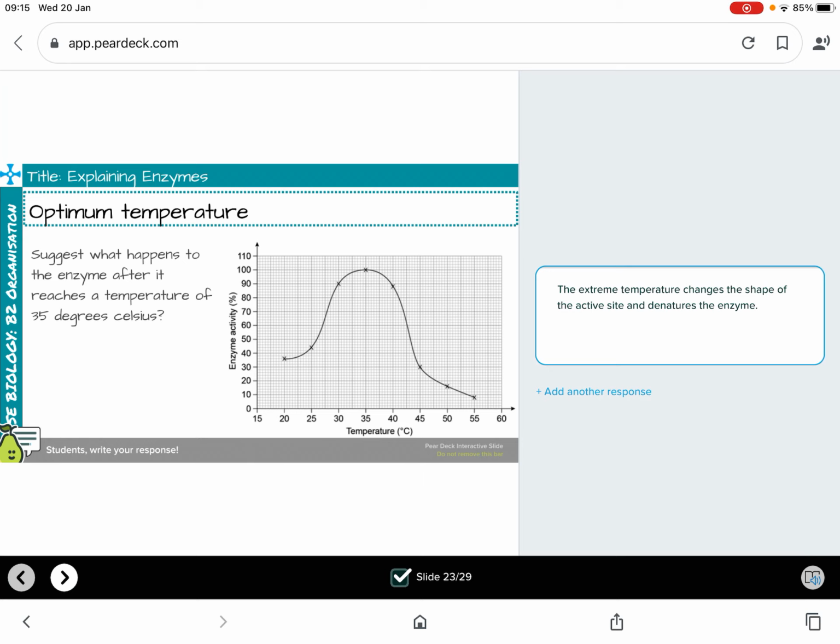Suggest what would happen after 35 degrees Celsius. So you can see that the enzyme activity rapidly falls towards 0. So the extreme temperature changes the shape of the active site, and this is where the enzyme is being denatured.